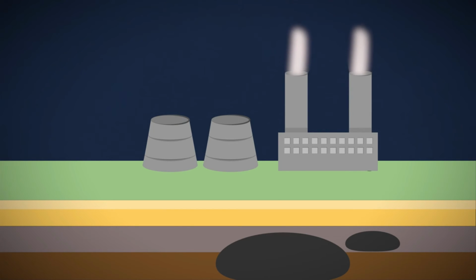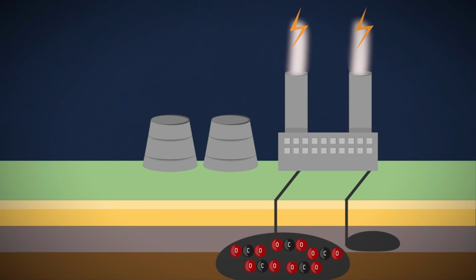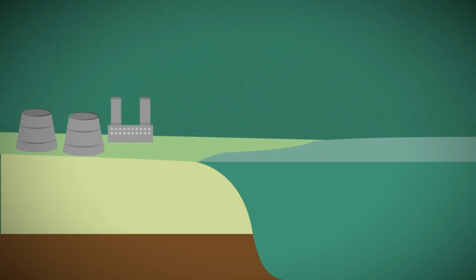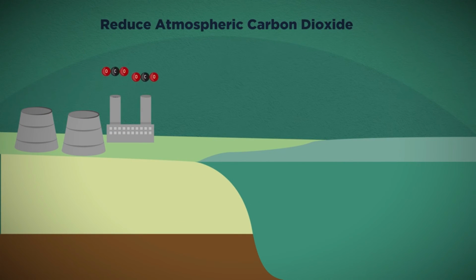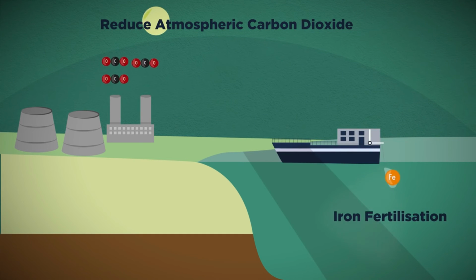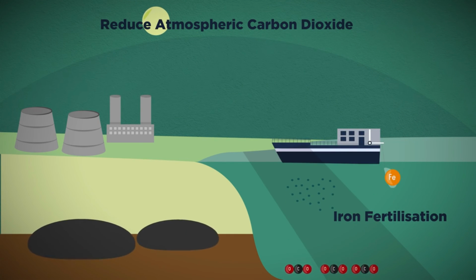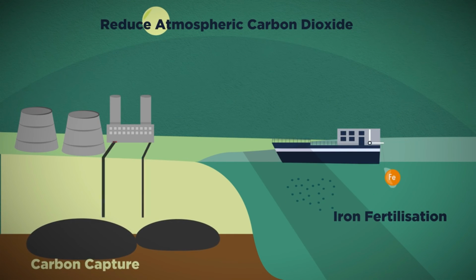You then have to pipe the carbon dioxide into the old oil and gas wells, where it can be stored. To supply energy for all this means that up to half the electricity you generate may have to be used for the carbon capturing process. So to summarize, to reduce atmospheric carbon dioxide, we could seed the oceans with iron to stimulate algae growth, or we can try to capture it from power stations and then pump it underground. Much better we generate our energy without burning fossil fuels in the first place.